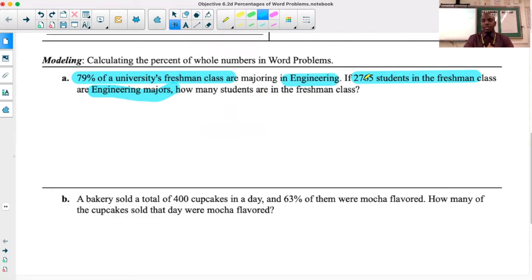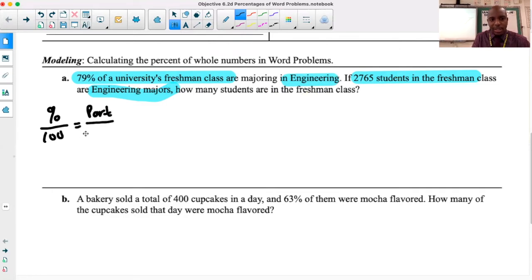So what you need to ask yourself is, what are they telling me? As I mentioned before, we're talking about percent problems. So how would I start this off? What would be the first thing I'm going to write? The first thing I'm going to write is percent over 100 is equal to part over whole. I know by now in the lesson it's repetitive. It's kind of annoying.